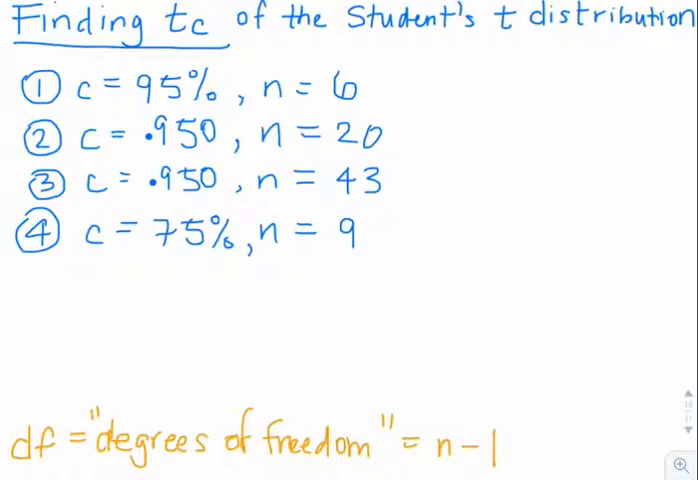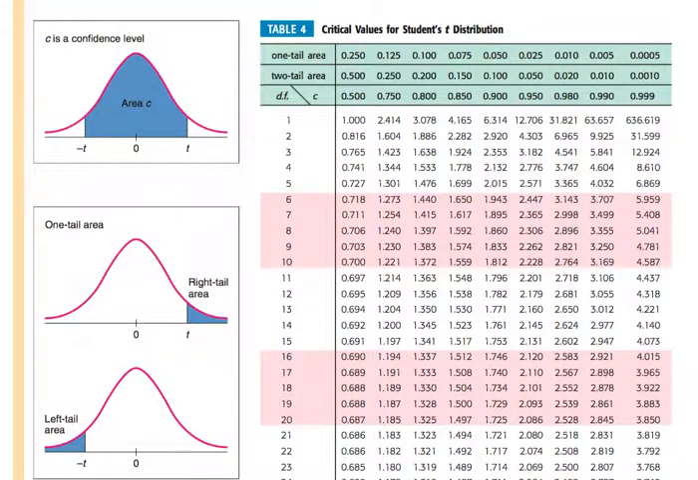So let's look at these four examples. What if we want a confidence interval of 95% and our sample size is 6? This is number 1. Let's see what our t-table looks like. Okay, so here's our table, and there's a lot going on here. How are we going to read this? The picture up on the upper left is what we're going to be looking at. We're finding these t values, so our t sub c is going to be this value here.